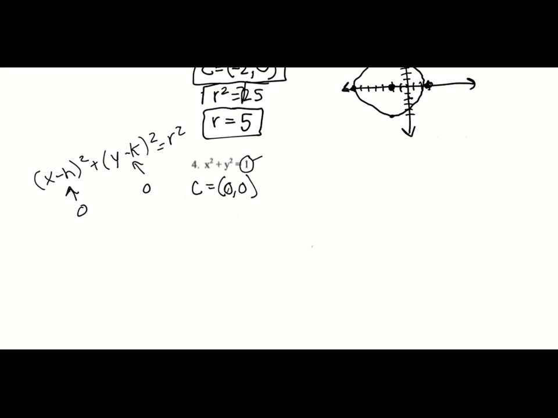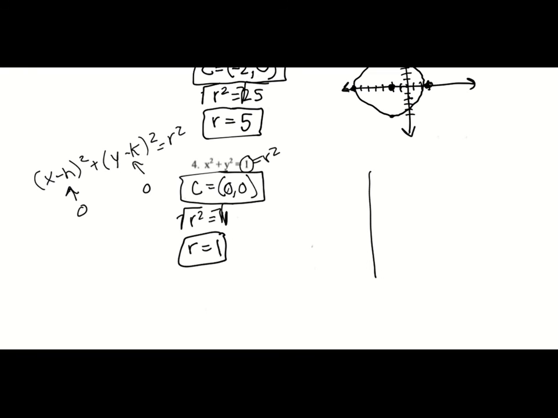Now this 1 is my r squared. If I set r squared equal to 1, take the square root of both sides. The square root of 1 is just 1. So I have a center, 0, 0, and a radius of 1.